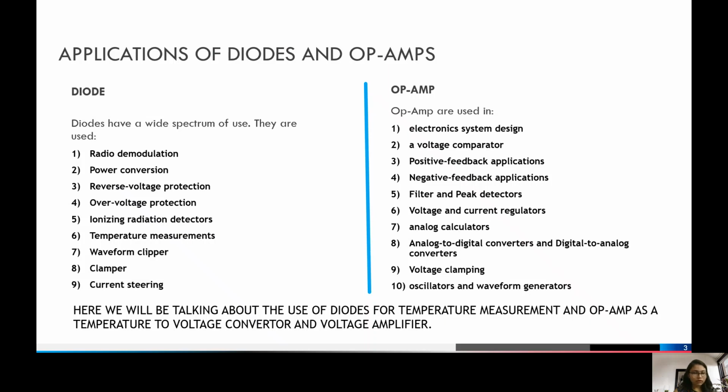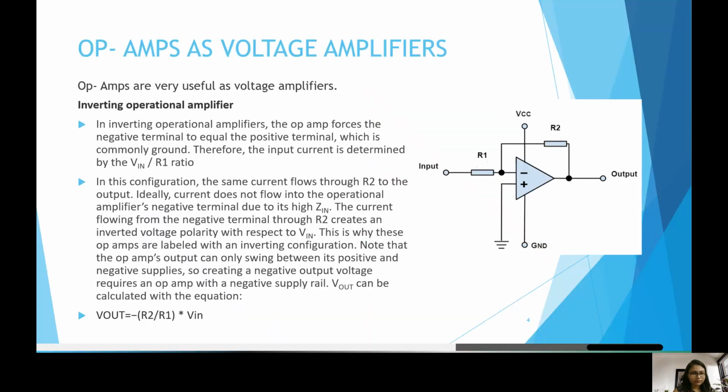Diodes are used for radio demodulation, power conversion, reverse and overvoltage protection, temperature measurements, as waveform clippers and clampers, and for current steering. Op-amps are used in electronic system design, voltage comparators, positive and negative feedback applications, filters and peak detectors, and much more. Here, we'll be talking about the use of diodes for temperature measurement and op-amps as a temperature to voltage converter and voltage amplifier.